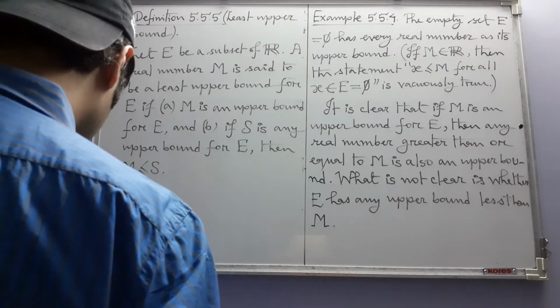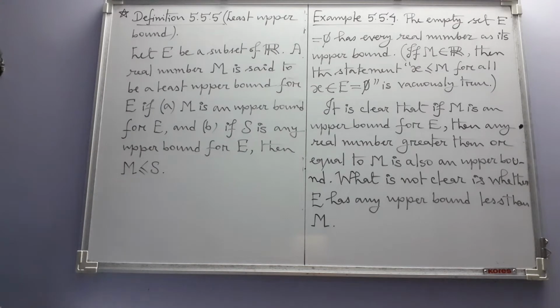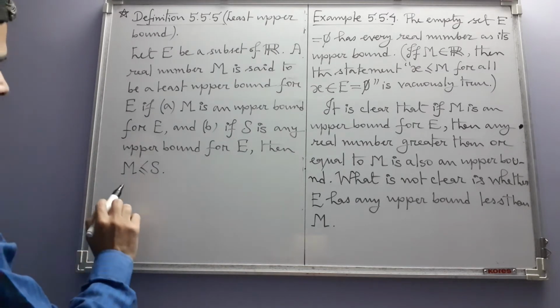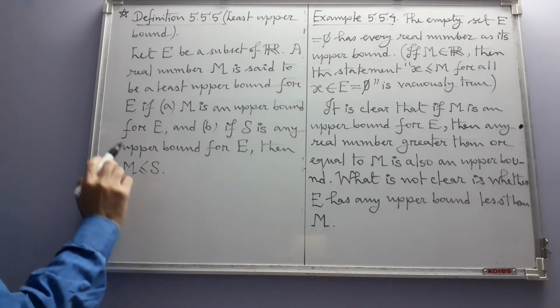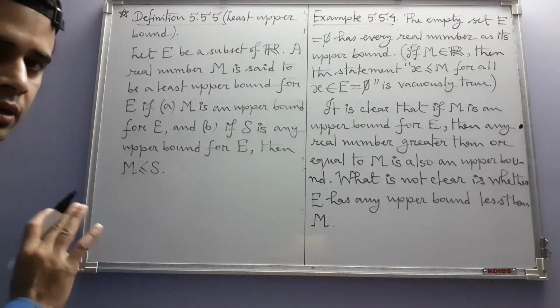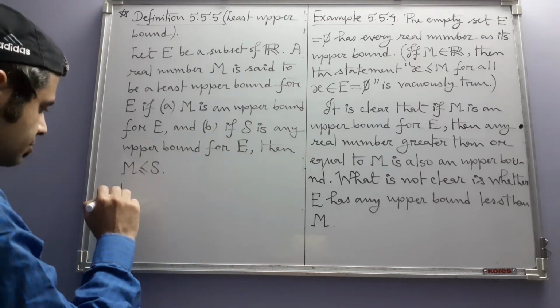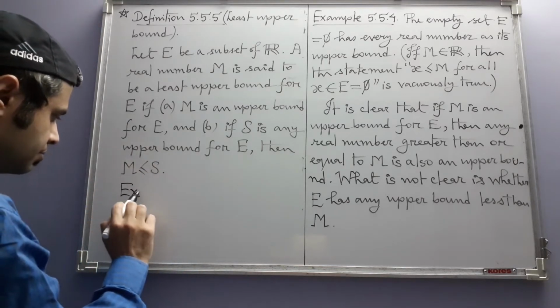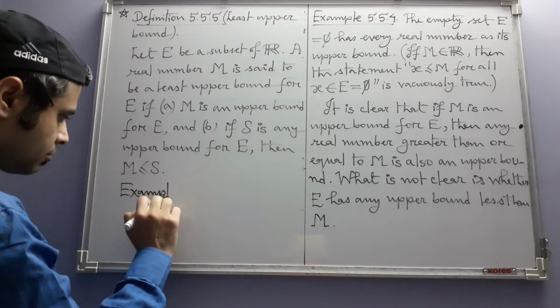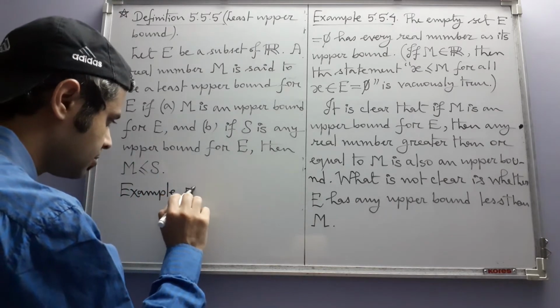But before we see that, let's just see some examples, and there is one result also which says that whenever a least upper bound of a set exists, then it must be unique. There is only one least upper bound when it exists. So let's first see one example illustrating this definition.